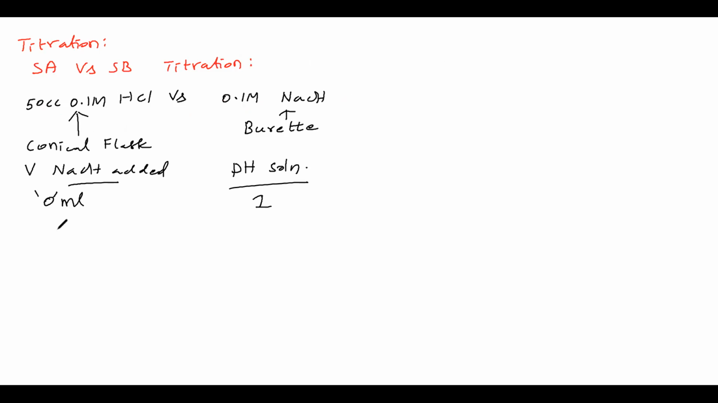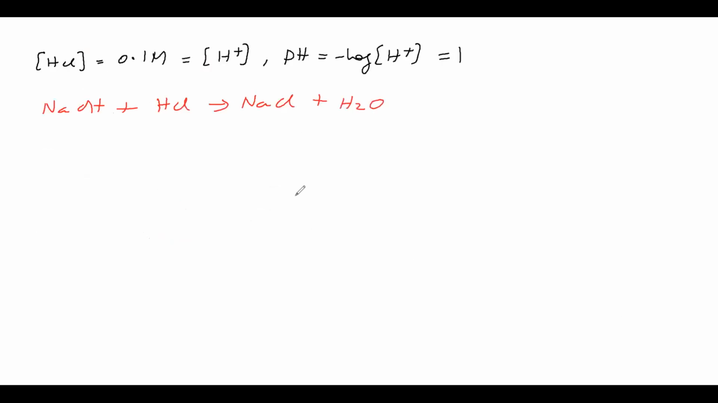Suppose we added 10 ml of sodium hydroxide. Then what is the pH of the solution in the conical flask, that we will see. Initially in the conical flask, you have taken 50 cc of 0.1 molar HCl. At this stage, totally we added 10 ml of sodium hydroxide solution, drop by drop. Okay, sir. Now what is the pH of the solution in the conical flask? That we want to find. Sir, how to find? We'll see.